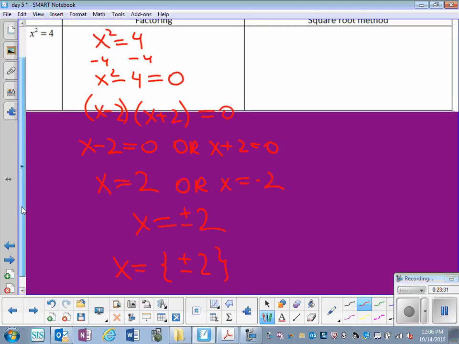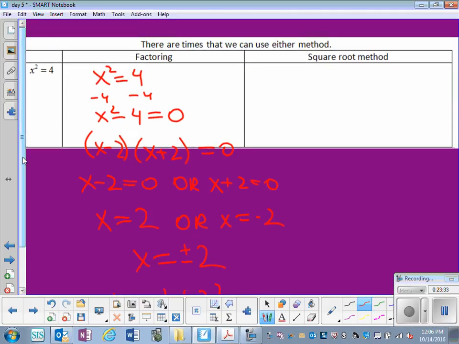Okay, so we solved it by factoring. Now let's go ahead and solve it by the square root, the new method. Kind of already solved it, but we'll just go step by step. So step 1 is to do what? Get whatever is squared on one side, right? And that's already done. No need to do anything, correct?